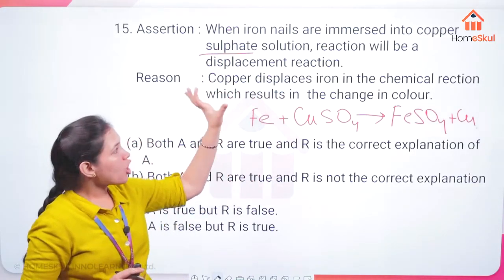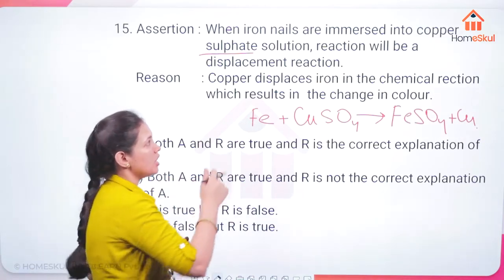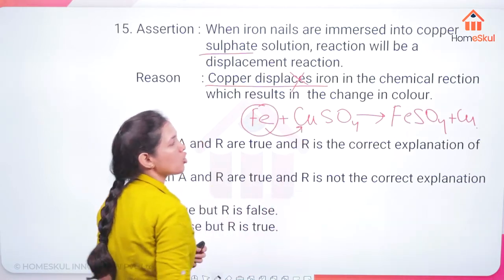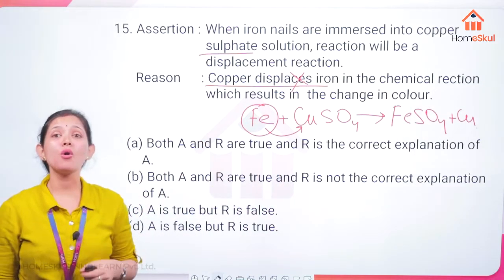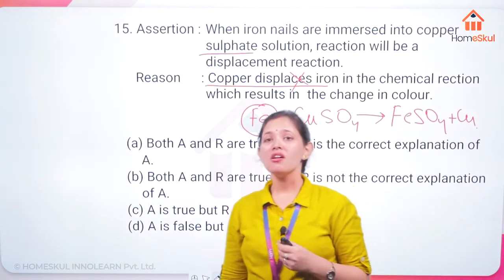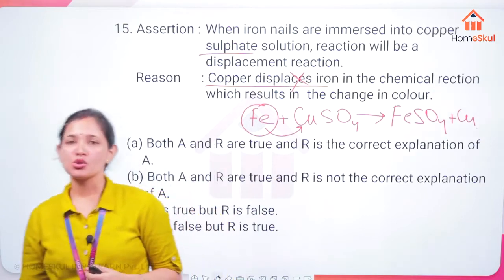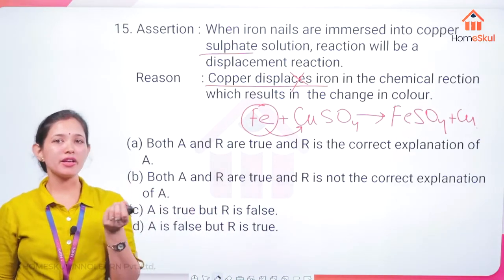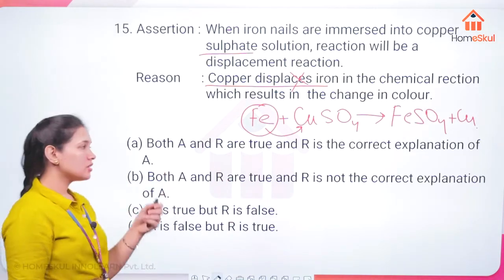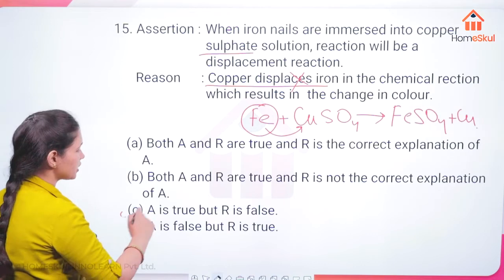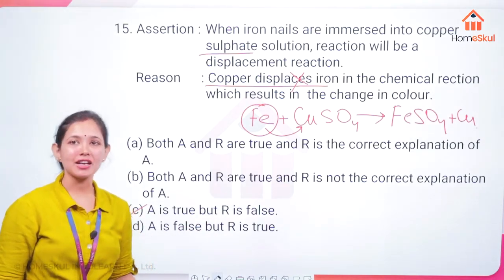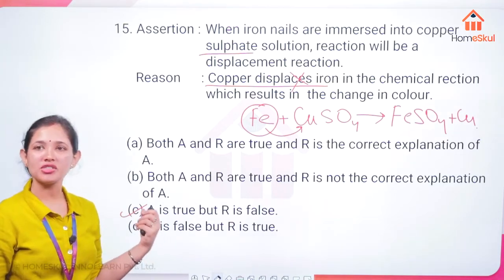Here you can see that it is not that copper displaces iron. The correct one is that iron displaces copper because it is more reactive than copper, and we have seen this in the reactivity series. So by this we can say who is going to displace whom. Here iron is displacing copper. So this is the true one, and again A is true, but the reason given is false. Very correct, everyone. It is option C which is correct.